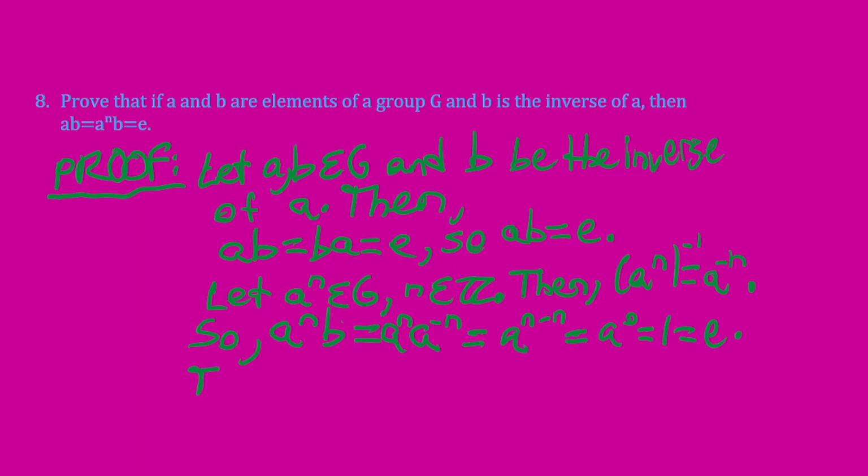So therefore, A^n times B equals the identity element as desired, because we showed that both AB and A^n times B were equal to the identity element, so we have proved this.